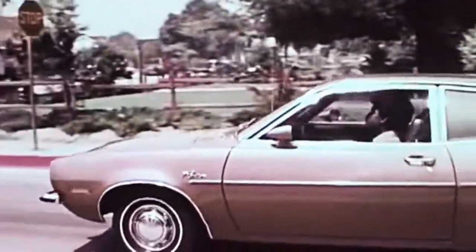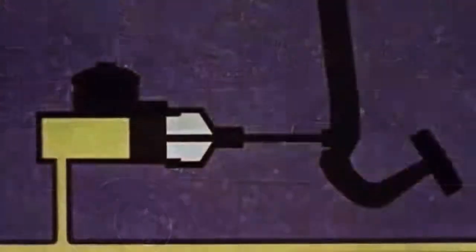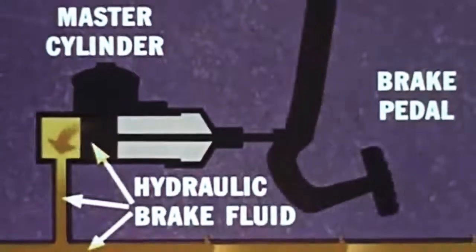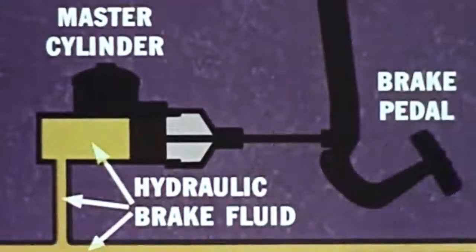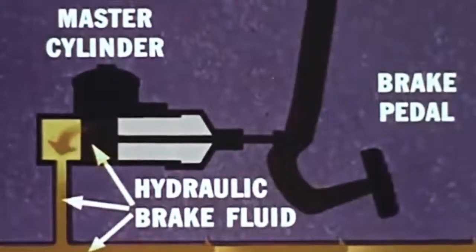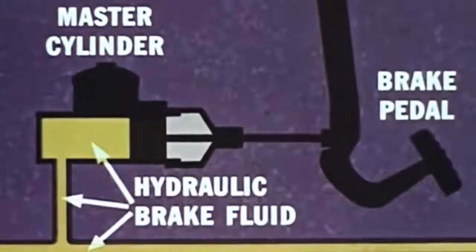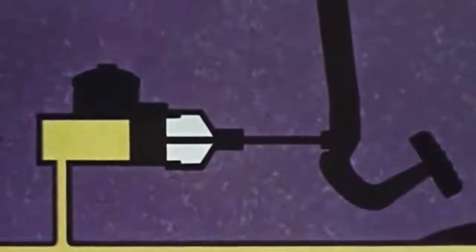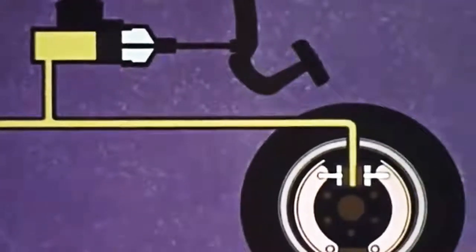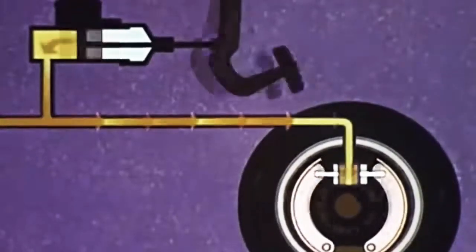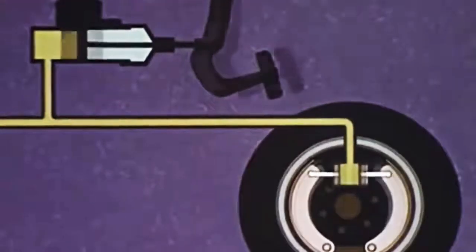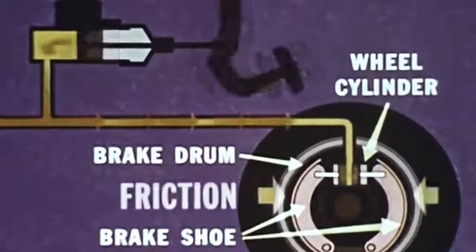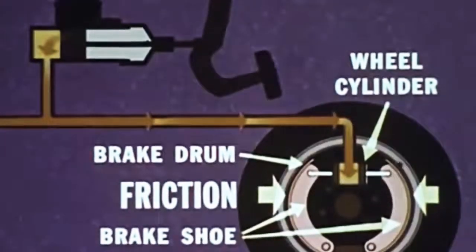Stopping the car employs a hydraulic brake system. Pressing the brake pedal pushes a plunger into the master cylinder, which in turn forces the hydraulic brake fluid through the brake lines running to the 4 wheels. The pressure transmitted to the wheel cylinder forces the brake shoes against the inside of a drum attached to the wheel. The resulting friction brings the wheel to a stop.